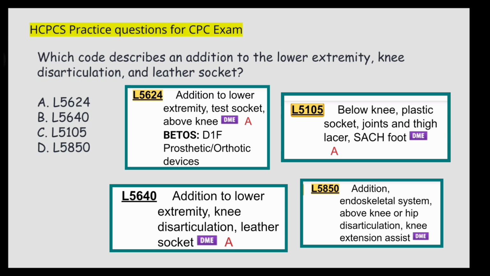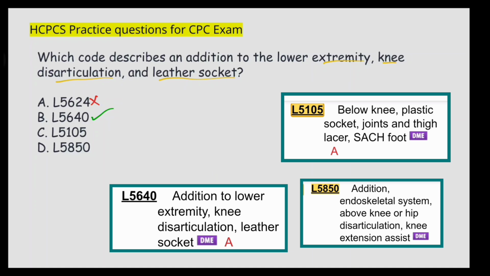So which among these four codes is the right answer? The right answer is option B, L5640, because that is for addition to lower extremity knee disarticulation leather socket. So that is exactly mentioned in the question. Addition to lower extremity knee disarticulation and leather socket. Therefore, option B is the right answer. We'll eliminate option A, L5624, because that is for addition to lower extremity test socket above knee. That is not matching with the question.